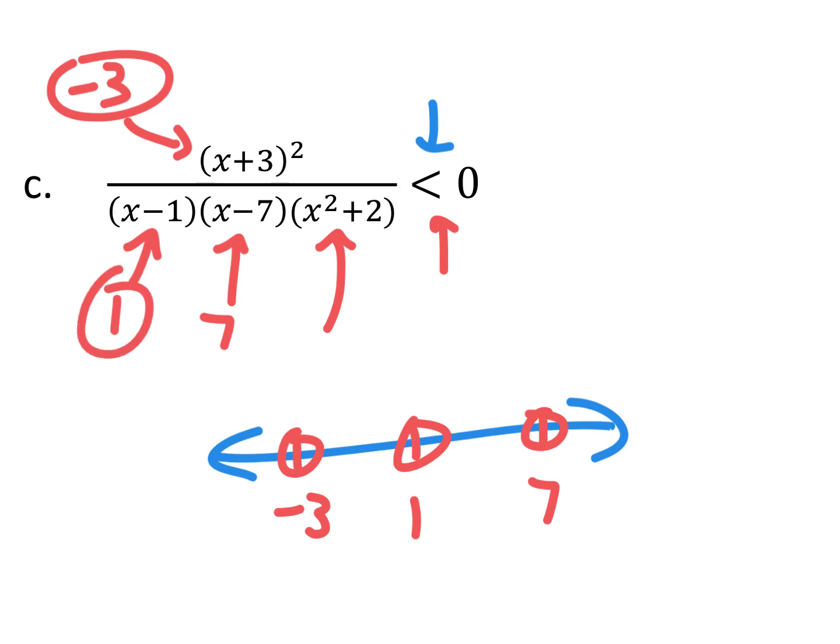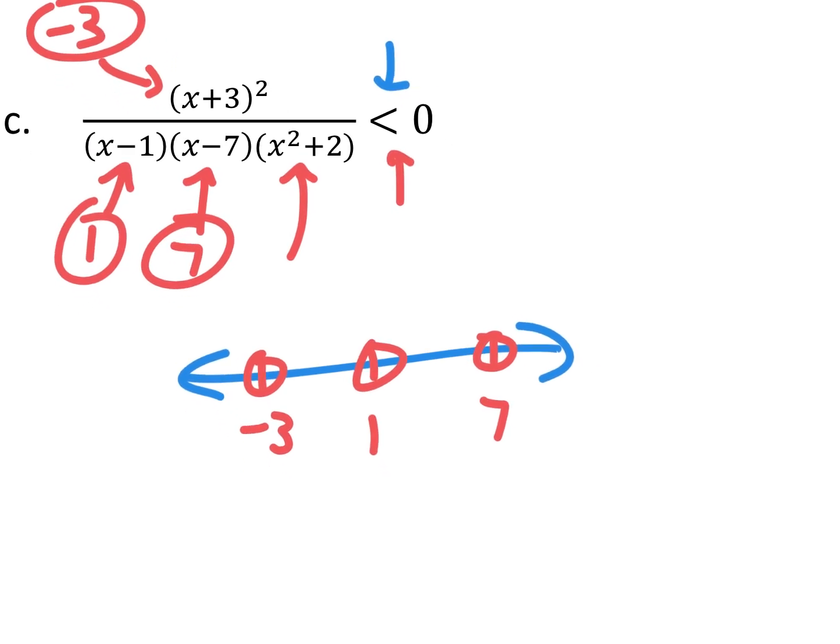And the things that make the bottom 0, those just kill the function. They don't make it less than 0. So all of these are empty. None of them are filled in. And now we'd have to test intervals.